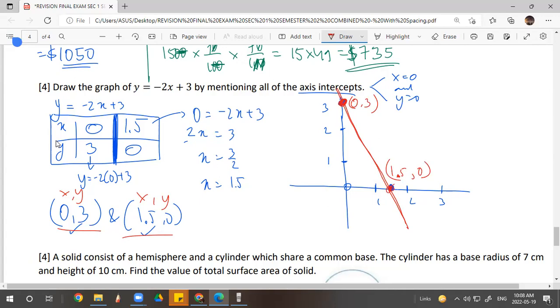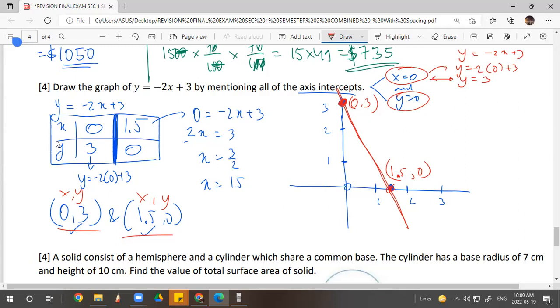Not that. I mean, how do you find that thing? I don't understand the question. Good question. First thing, by mentioning all of the axis intercepts. Axis intercept means when x equals 0 and y equals 0. So when x equals 0, I just put it in the formula, y equals negative 2x plus 3. So y equals negative 2 times 0 plus 3, right? So y equals 3. So 0, 3. Make sense, Karin?